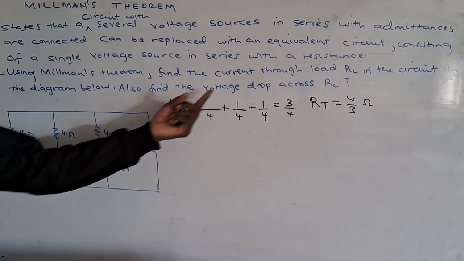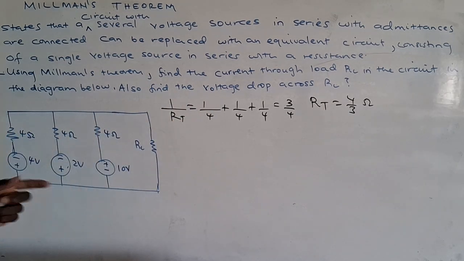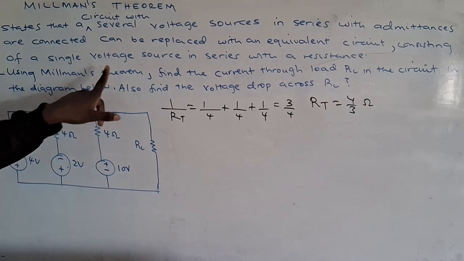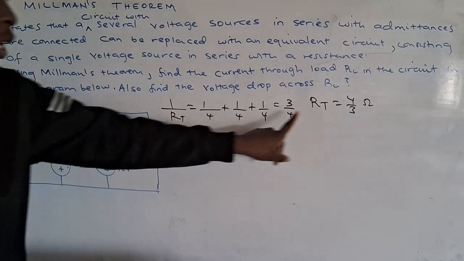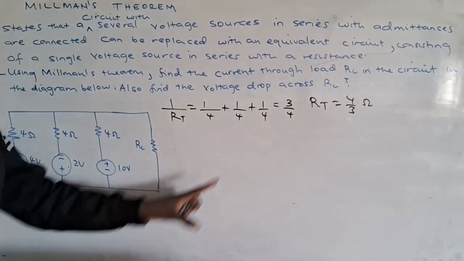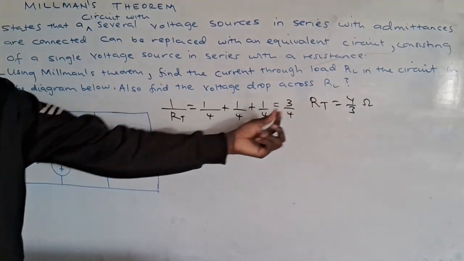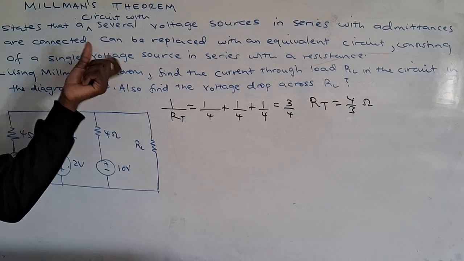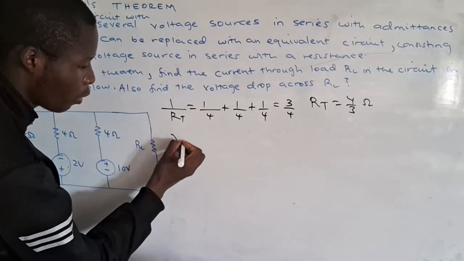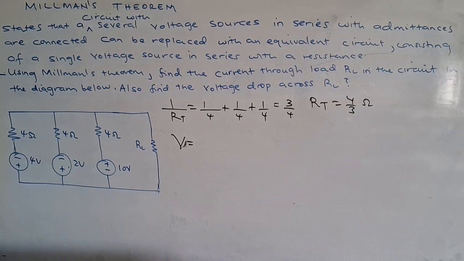Now we want to find the voltage drop across the RL. Now I have the 1 by RT. So what is the voltage? What is the single voltage? You are supposed to have the single resistance first, which is the total resistance. After the single resistance, now calculate the single voltage source. So the single voltage source, I'm going to use capital letter V. So capital V is equal to the sum of the what? The sum of the branch currents.